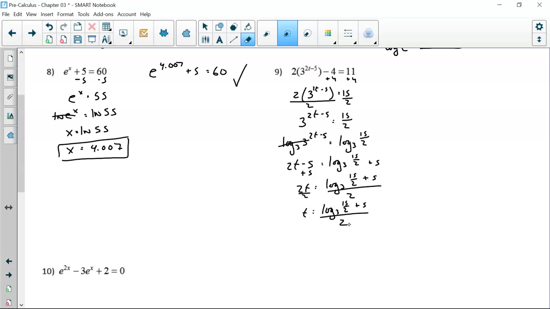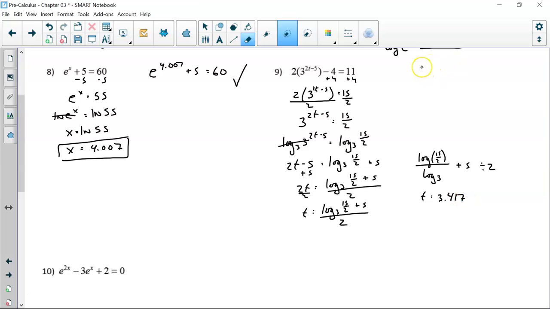Now it's a little bit trickier to type in. So when you want to calculate this, what you're going to do is log of 15 divided by 2, divided by the log of 3. And then you can add 5 to that. And then after that, hit enter and then just do divided by 2. When you type it in that way, you should get a value of t equals 3.417.